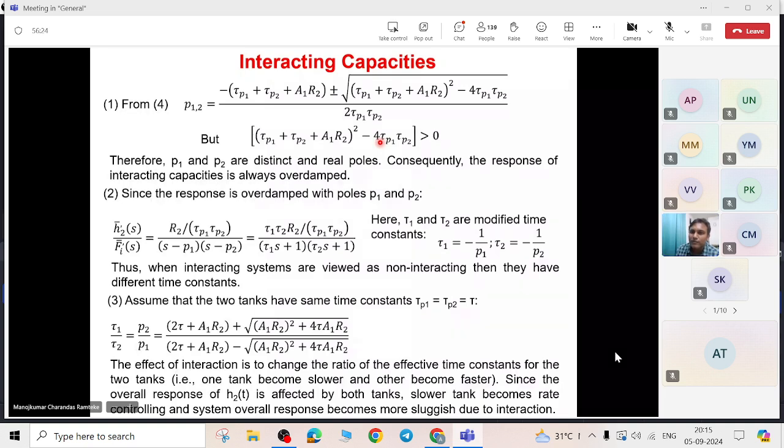Yes or no? So this particular term is always going to be positive because tau P1 is a positive number, tau P2 is also a positive number, A1 is the area which cannot be negative, and R2 is the resistance which also cannot be negative. So you can see that this particular term is always going to be positive.